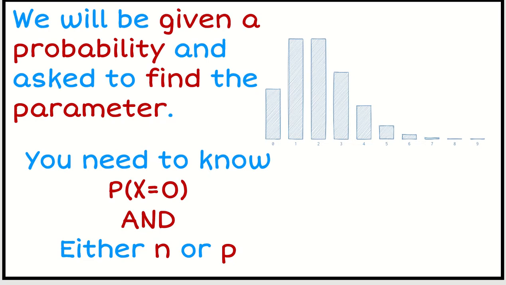So here we're going to be given a probability and asked to find one of the parameters. So we need to know what's the probability that x is equal to 0, and we need to know one of the two parameters, and then we can work out the other one.